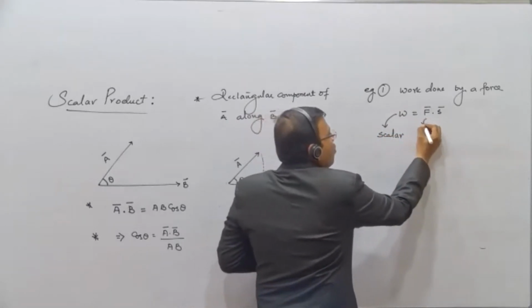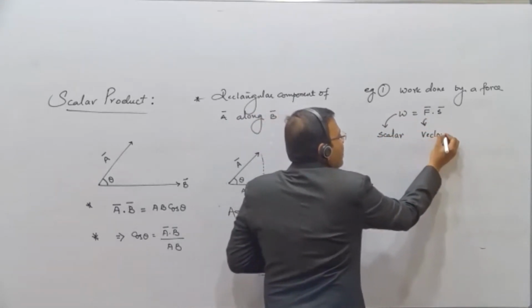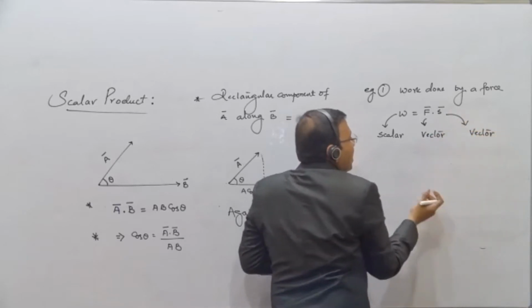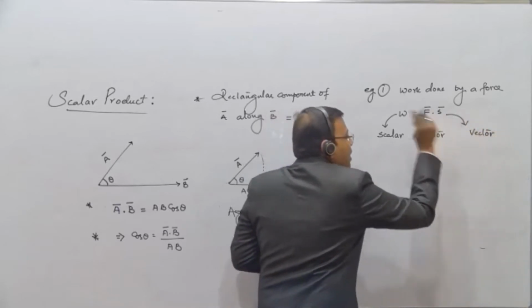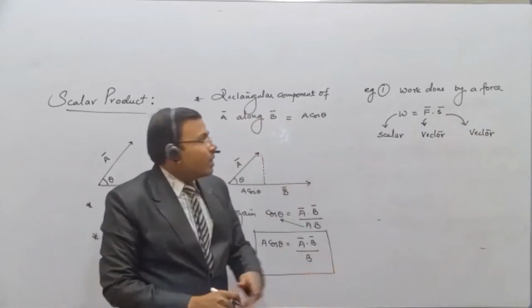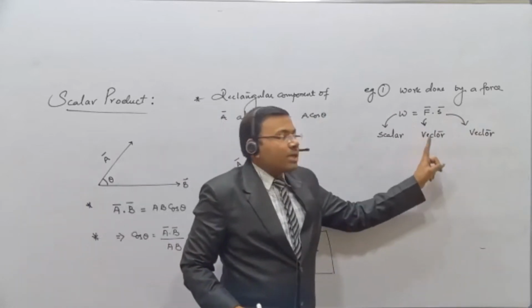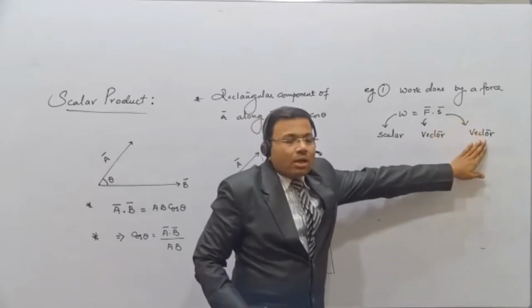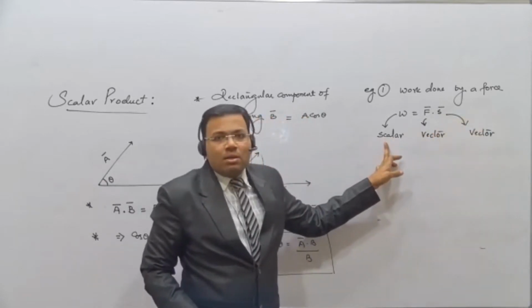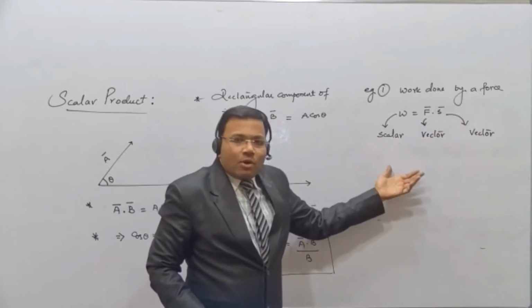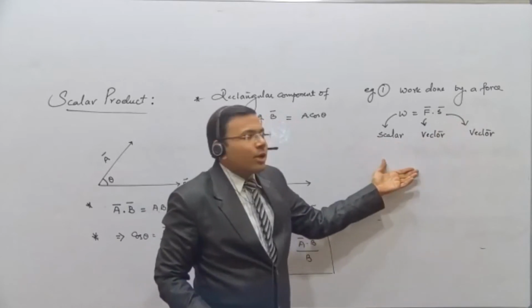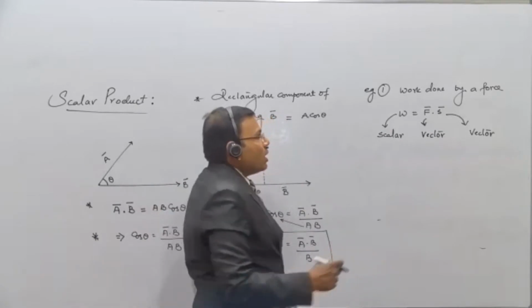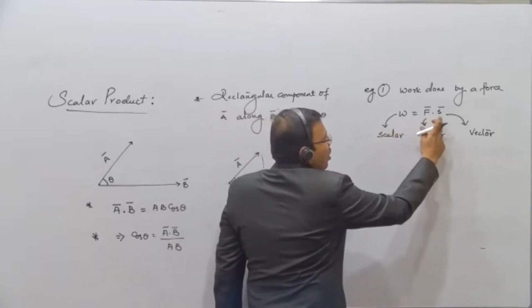And what is this force? Force is a vector. Displacement is also a vector. That means I am multiplying one vector with another vector. Try to understand what I am doing, students. I am multiplying one vector with another vector, and the result I am getting is a scalar. So what type of product is it? A scalar product. Therefore I am checking this under the example of scalar product. So W is equal to F dot S.